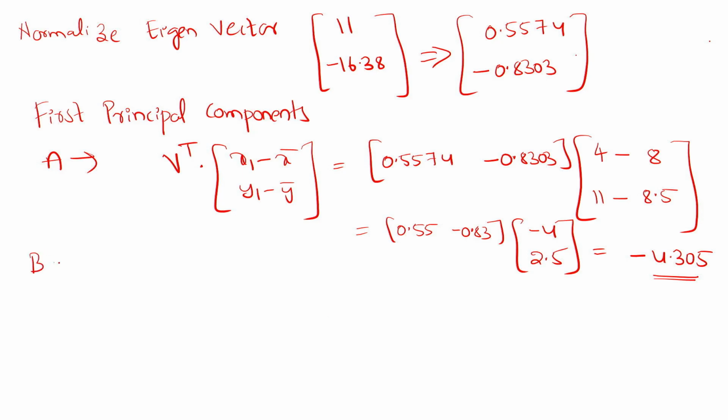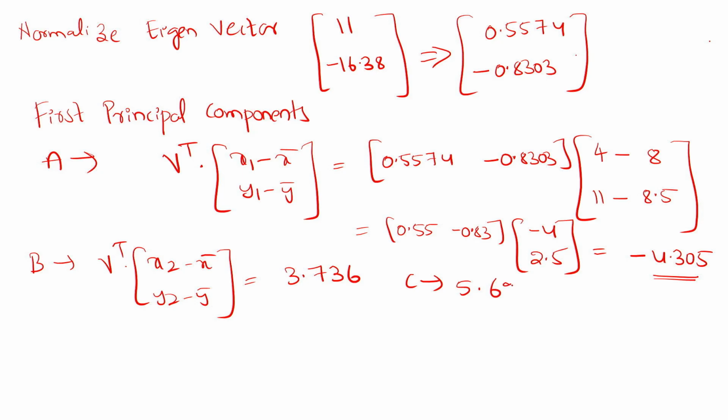Same way for B, how do you do that? V transpose into x2 minus x bar, y2 minus y bar. So, if you again solve this, you get something around 3.736. For C values, C means the third feature. Now, the third value is what is given to us, x3, y3, you get it is 5.692 and D you get it as minus 5.123.